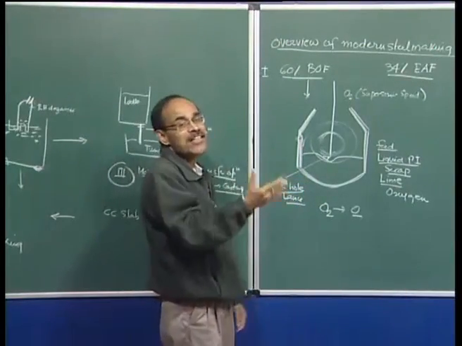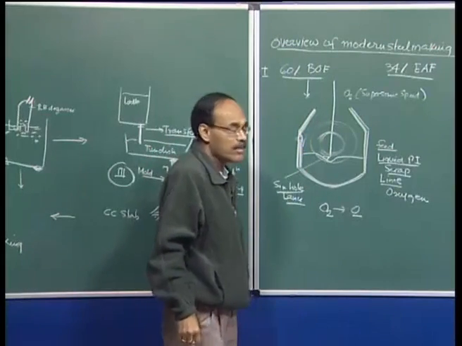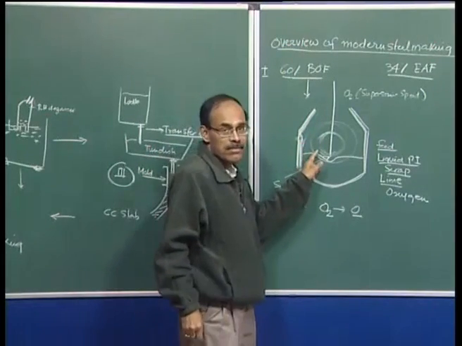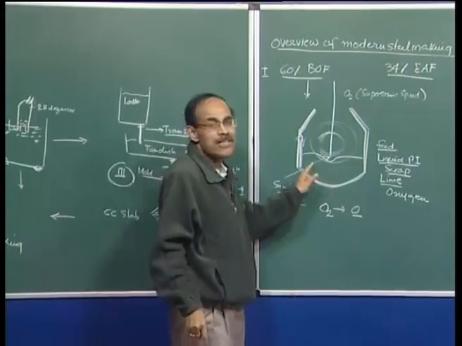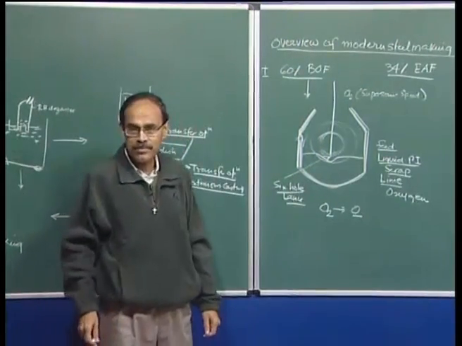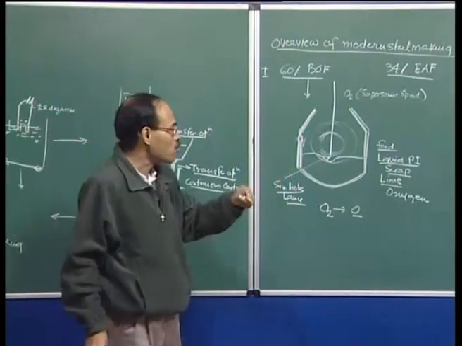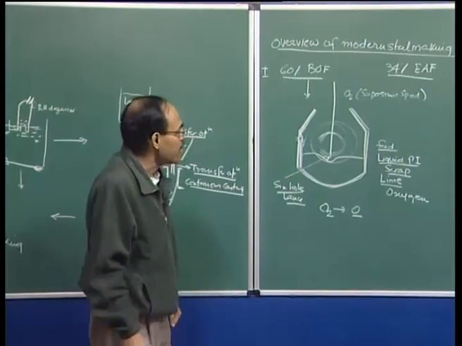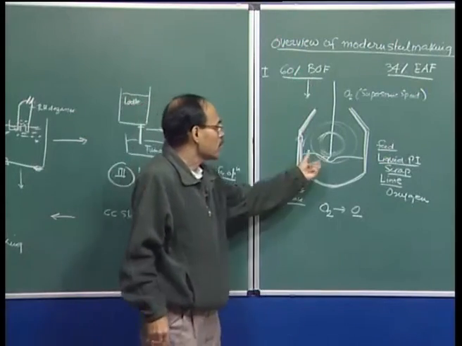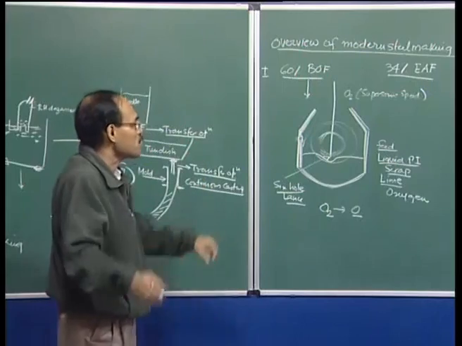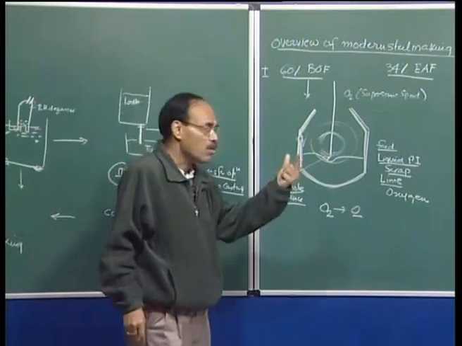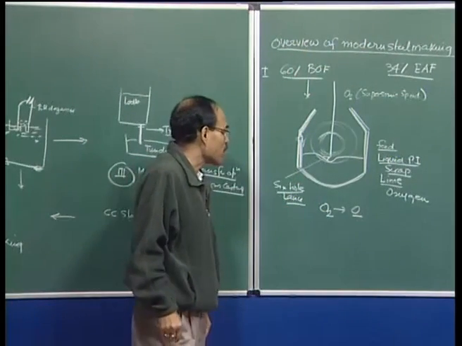So, the decarburization and dephosphorization rates are very, very high. As a result of this, we can imagine that the rate of steel making in such a vessel is going to be extremely large. Okay? Carbon has good affinity for oxygen, so the carbon-oxygen reaction will be expedited, and a huge tonnage of steel can be produced within 30 minutes to 1 hour.